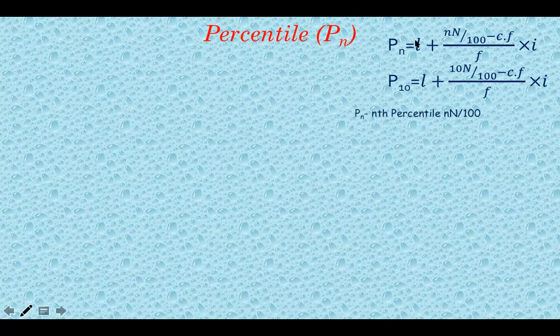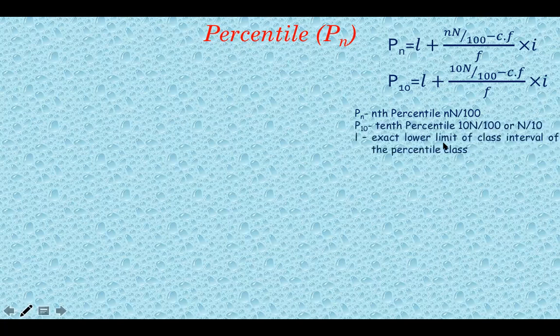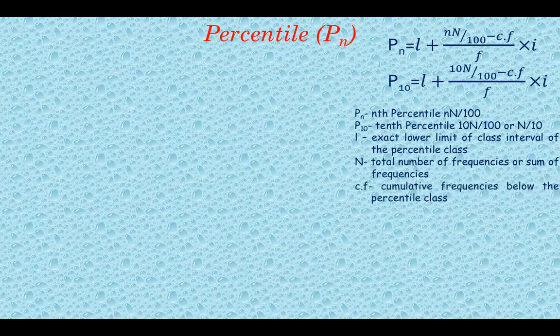You know that in this formula Pn is the nth percentile. It may be 1, it may be 2, it may be 99 also. Only up to P99 is there, not more than that. So here P10 is the 10th percentile. L is the exact lower limit of the class interval in which the percentile class lies, and n is the total number of frequencies. CF is the cumulative frequency below that percentile class, F is the exact frequency of the percentile class, and i is the size of the class interval.